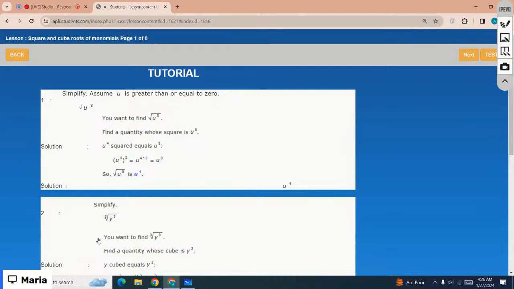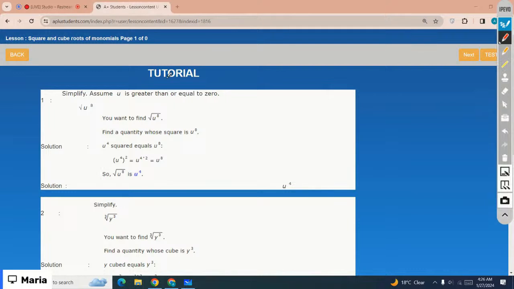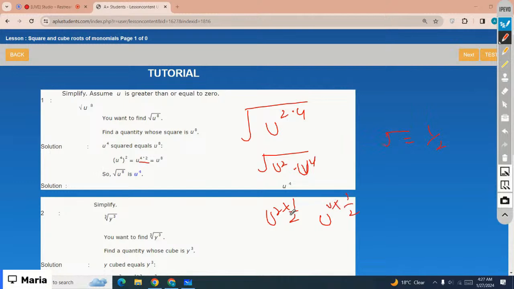You have u exponent 8 and you have to calculate the square root, right? So 8 is not the square of any number, right? So you can write 8 as 2 times 4. Then you can write them as u^2 and u^4 separately, right? The square root is equal to exponent 1 over 2. So you need to multiply 2 times 1 over 2 and 4 times 1 over 2. So 2 and 2 cancel, you are left with u, and 2 times 2 is 4. So that is u times u squared is the correct option, right?